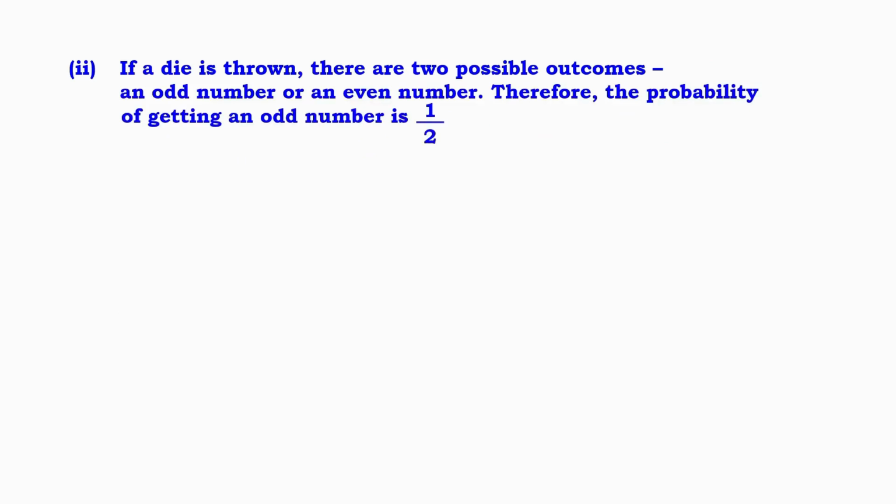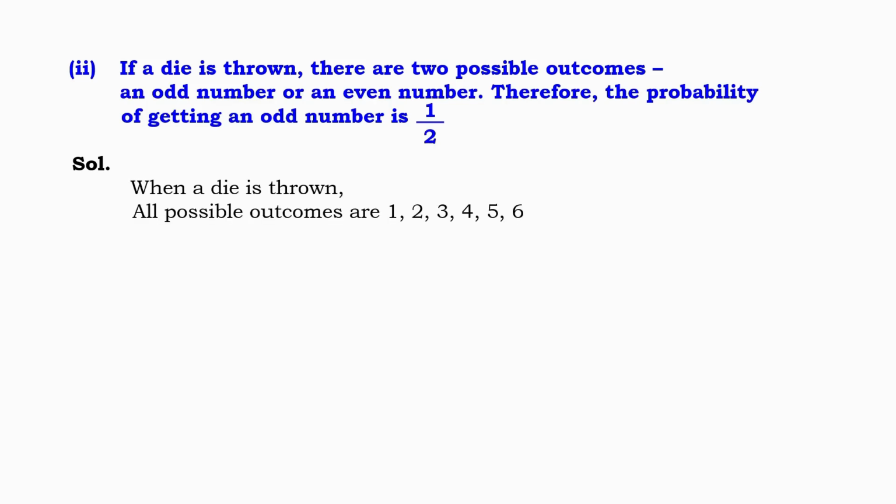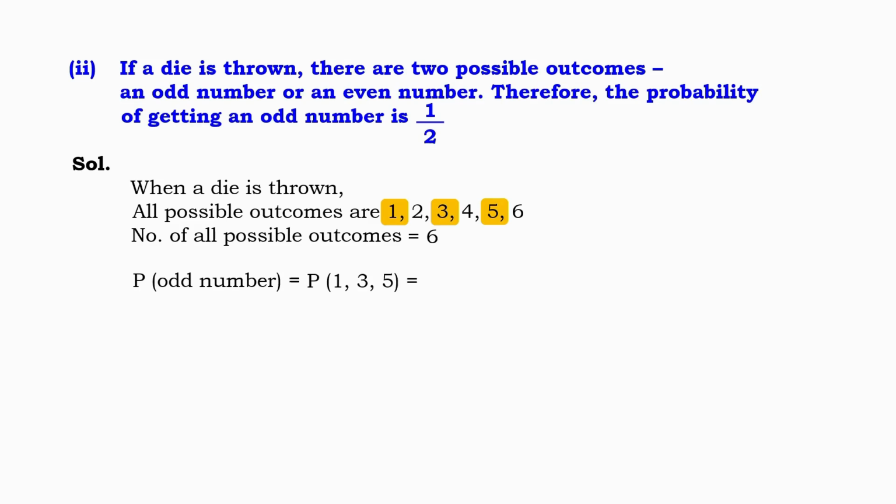Now the second part: if a die is thrown, there are two possible outcomes, an odd number or an even number. Therefore, the probability of getting an odd number is 1 by 2. Let us take a look whether this statement is correct or not. When a die is thrown, all possible outcomes are 1, 2, 3, 4, 5 and 6. So the number of all possible outcomes is 6. The probability of getting an odd number: the favorable outcomes are 1, 3, 5, so the number of favorable outcomes is 3 and possible outcomes is 6. So 3 by 6 is equal to 1 by 2.